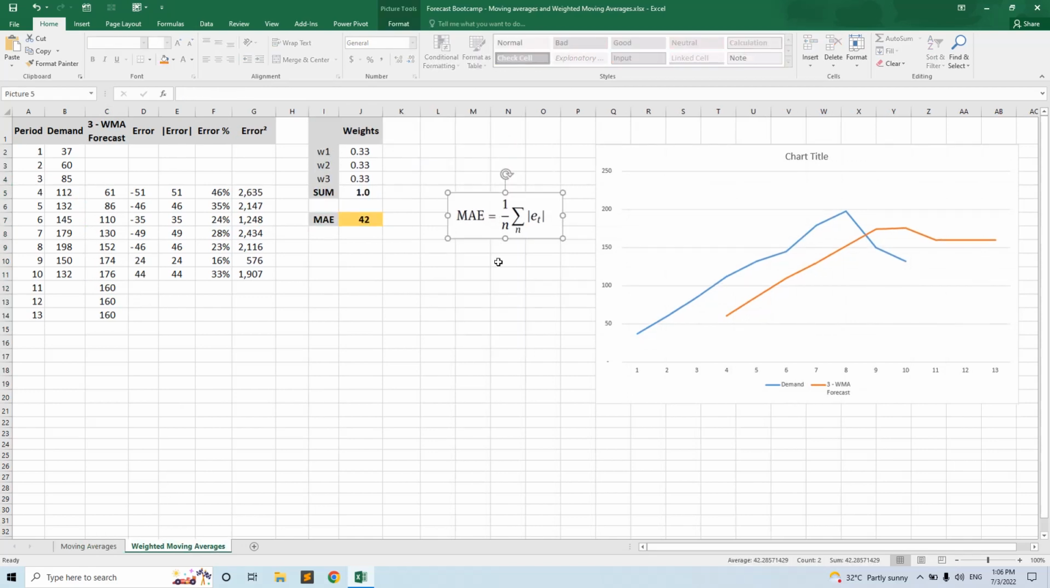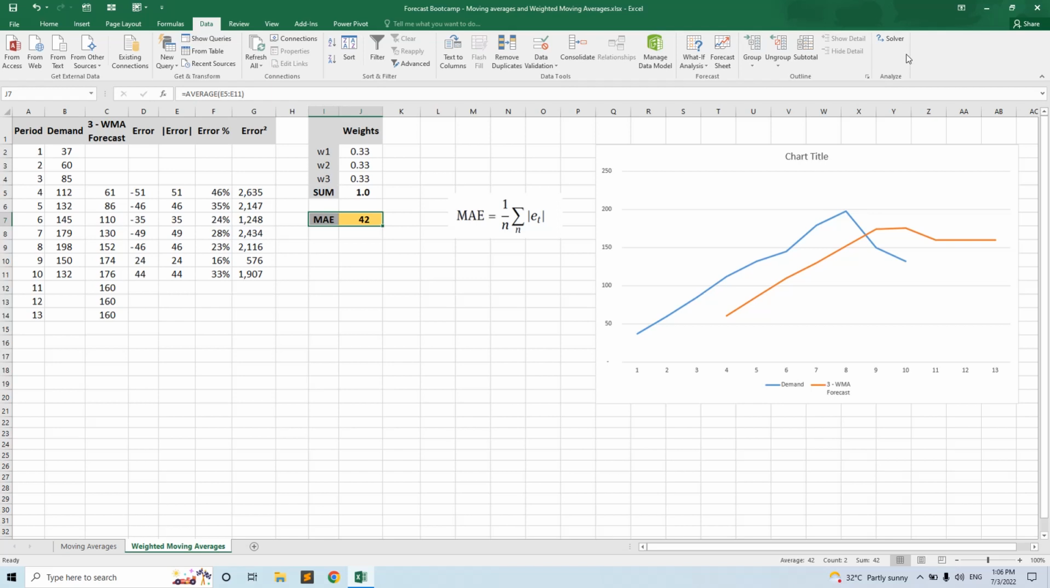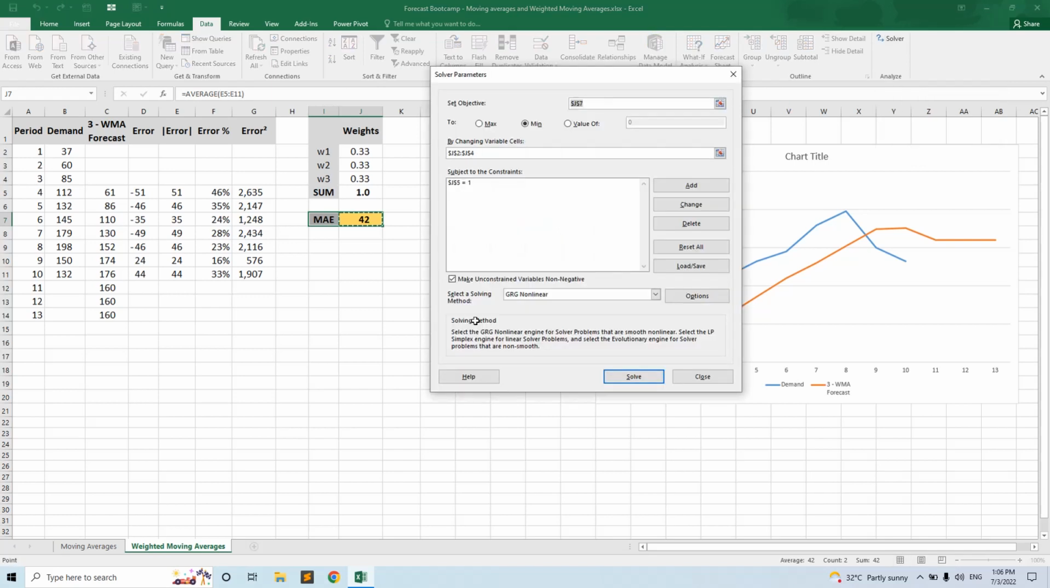Now what can we do to minimize this mean absolute error? We will use solver to minimize it. So how can we do it? We go to data solver. If you don't have it, you have to go to file options add-ins to activate it. So we open the solver. We have already filled it, but I will delete them and start again.